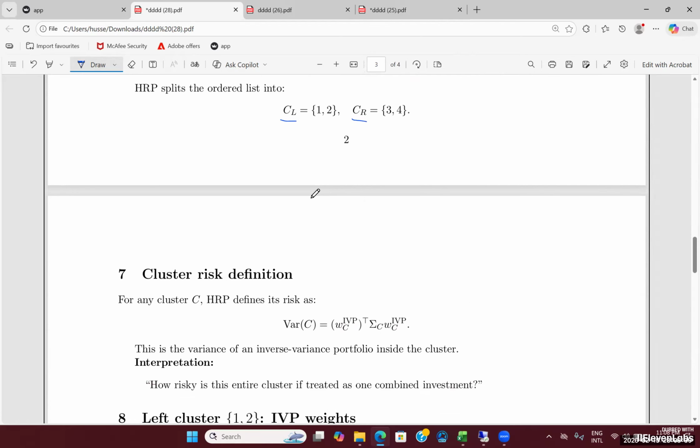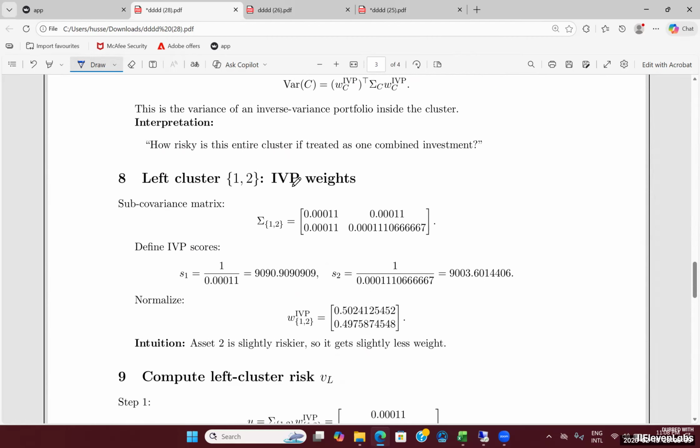So, we need to allocate capital, determining how much we invest here, and precisely how much capital we should allocate to the most suitable cluster. This decision must be our very first and most fundamental step. To accomplish this, it is necessary for us to calculate the IVP weight. More specifically, these are referred to as the inverted variance portfolio weights.